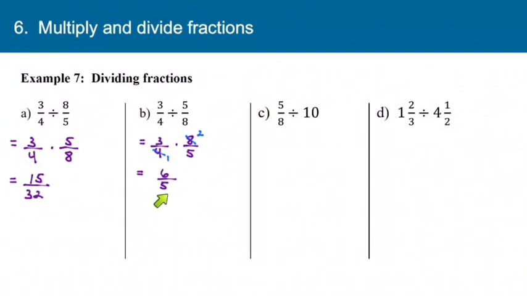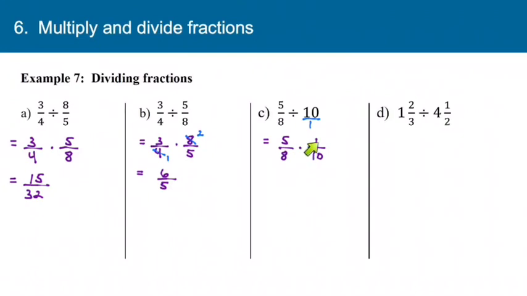And this is an improper fraction, but because this was not a mixed number problem, I'm just fine leaving this answer in improper form. Okay, now let's try 5/8 divided by 10. So I think the key here is to recognize that 10 is a fraction. It's just in disguise because you can't see its denominator, but any whole number always has a denominator of 1. So 5/8 divided by 10 becomes 5/8 times 1/10.